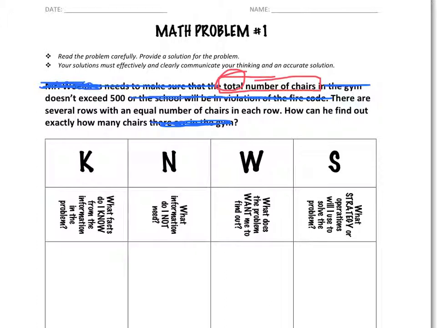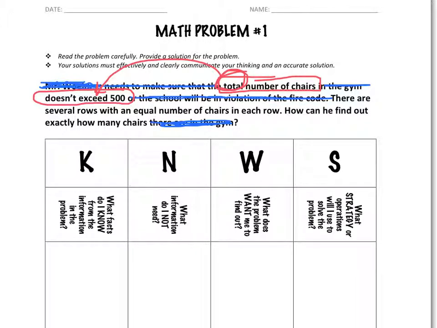What do we need? What do we actually need? Jacob: To make sure that the total number of chairs doesn't exceed 500. That's kind of the most important part. So we want to make sure that the total doesn't exceed 500. That's a key thing.